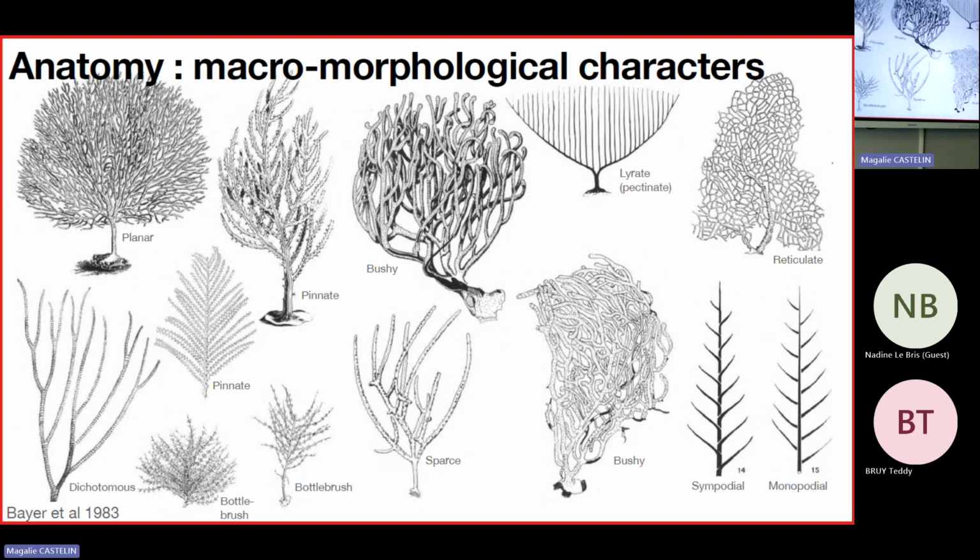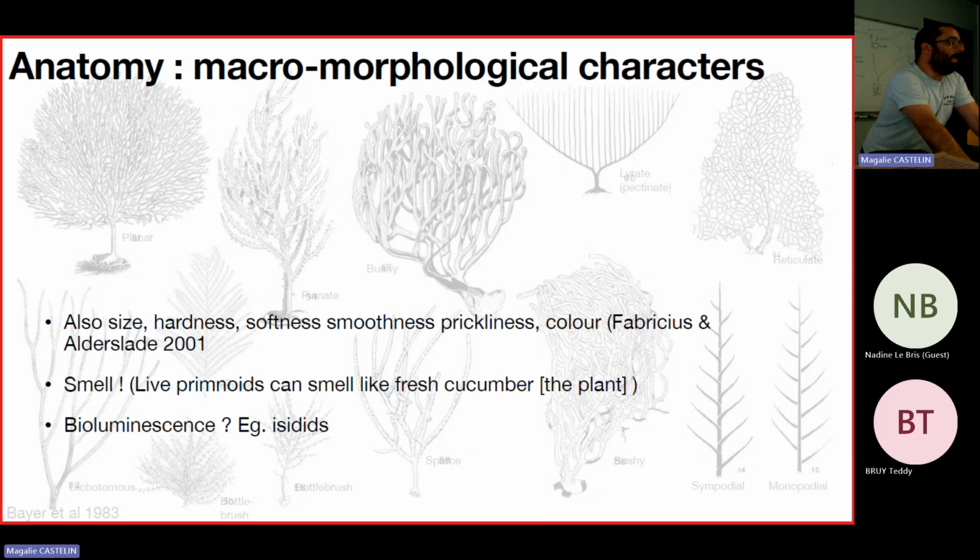There are other characters that are macromorphological and can be important. You know, size. So for example, if you have a colony like this, lyrate, is it that big? Or is it, you know, as big as the desk? Is it hard? Is it soft? Is it prickly by the touch, you know? What's the color when it's live and when it's preserved?